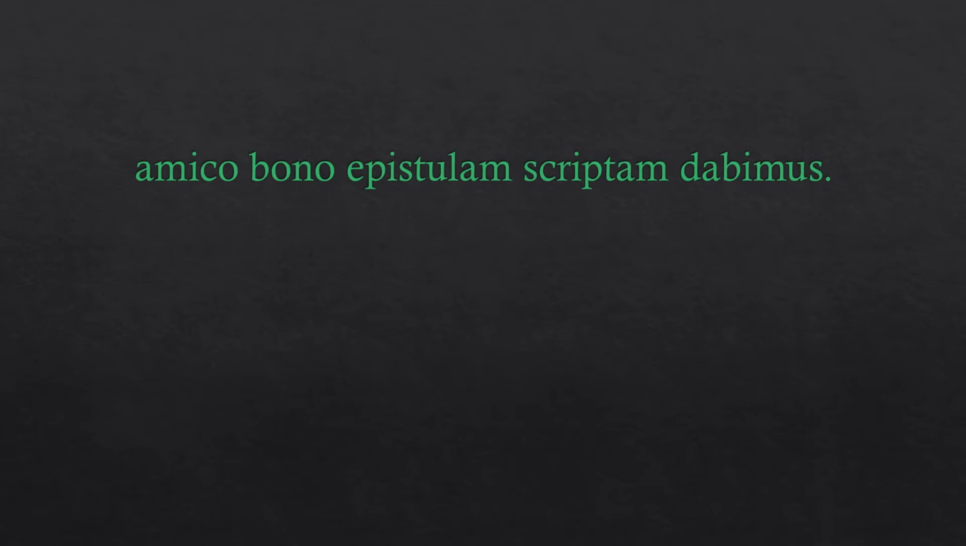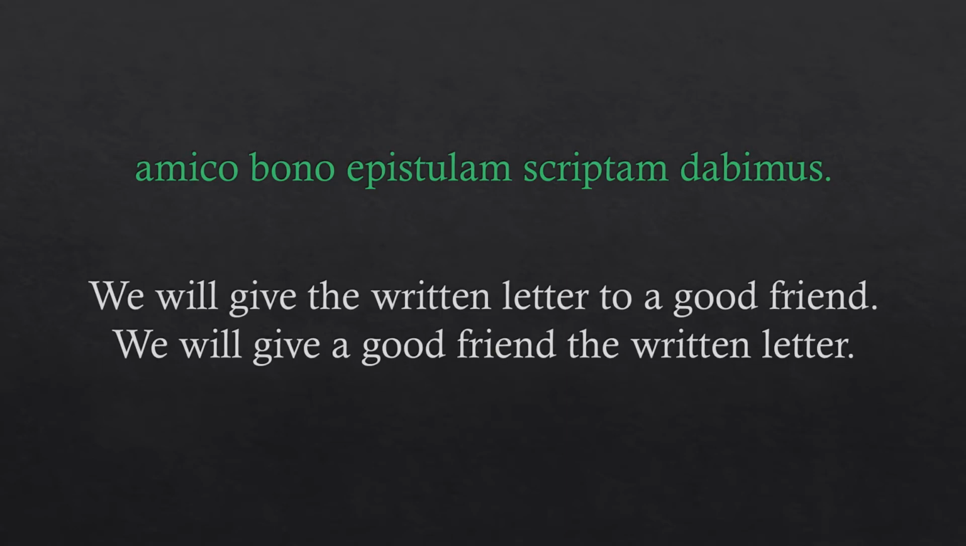Let's try another one. Amico bono epistulam scriptam dabimus. We will give the written letter to a good friend. Or, we will give a good friend the written letter. Both are correct. Remember that it is up to you to choose how to incorporate definite and indefinite articles, the, a, and an.